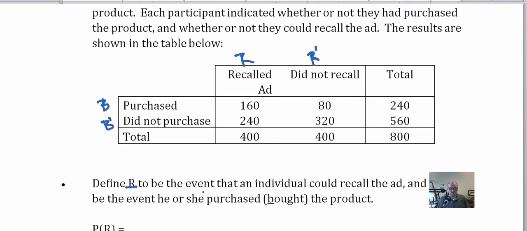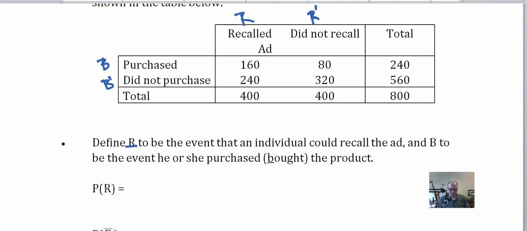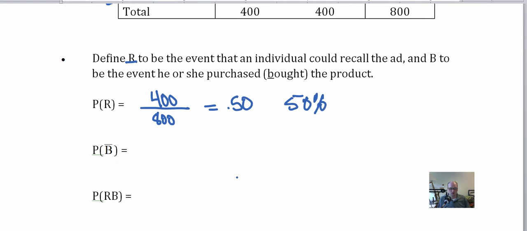So let's figure this out. What's the probability that someone recalled the ad? It's just a fraction. Remember, all probabilities are just fractions with numerators and denominators. Our numerator is the people who recalled the ad, which is 400 people. Out of how many total people? 800. That's it. So we could turn that into 0.50 or 50%. Great. That's all for that one.